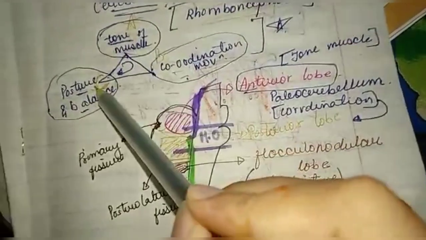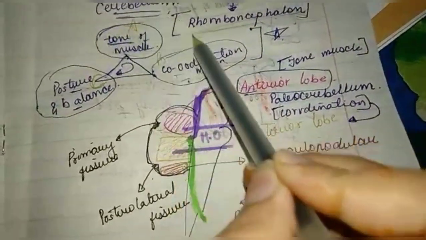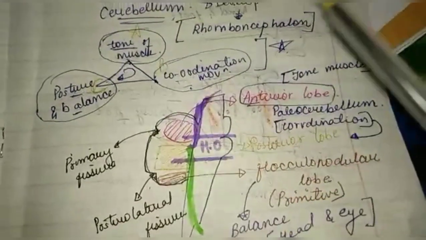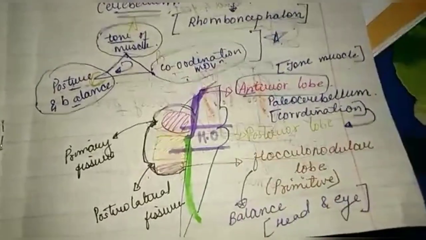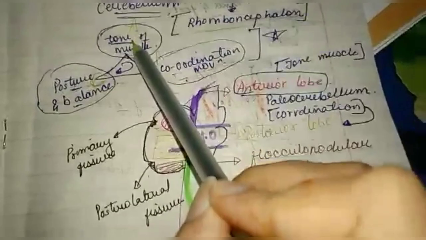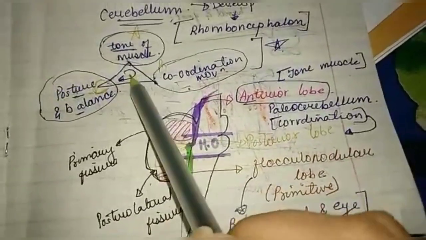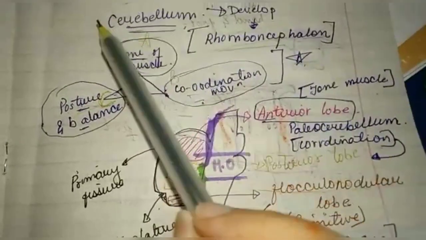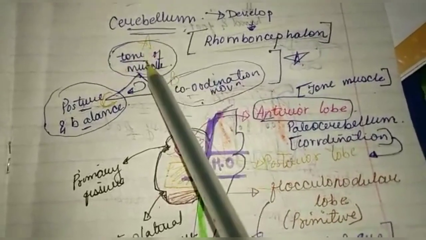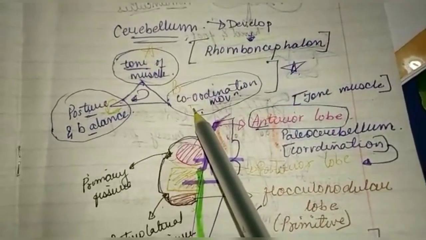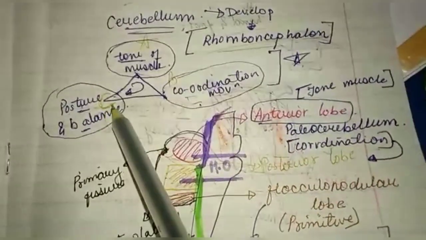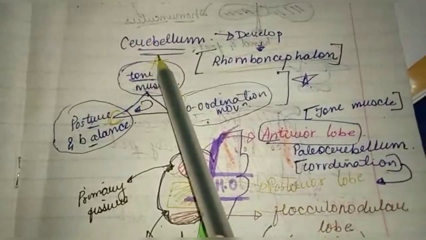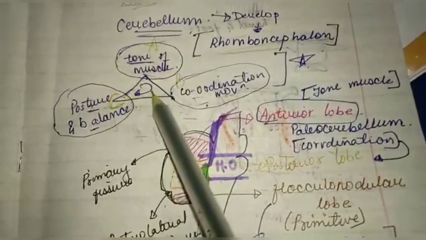So first draw A, B, C, then tone of muscles, anterior lobe. Go clockwise. I draw here clockwise, so from here to here. If you forget what is the function of posterior lobe, don't try to mess up the things. Draw a triangle: tone of muscles, coordination, posture and balance, and draw clockwise. So it's anterior lobe, posterior lobe, and flocculonodular lobe. This is tone of muscles, anterior lobe. Coordination, movement, posterior lobe, and posture and balance is by flocculonodular lobe. So remember this: draw a triangle, write A, B, C in clockwise direction.